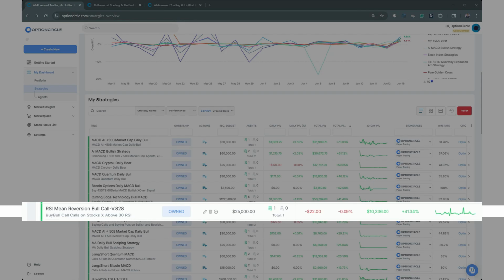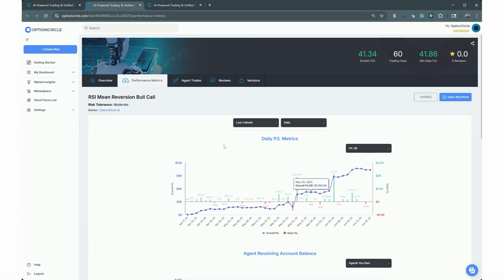environments. So you can see it's down marginally $22 today, but overall it's up over $10,000 and around 41%. And that has been going on over the last 2 months. So we pulled out the last 3-month daily P&L, but you can see it goes back to April 17th only. And it's a steady trend up and to the right. So our P&L has done fairly well here. We are now up to 10,336 as of yesterday's close.